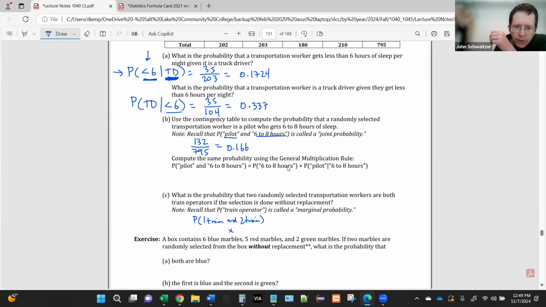So we know that that's a multiplication. It's the probability the first is a train operator times the probability the second is a train operator. But notice we didn't put that first person back in after we selected them, right? So we have to change that a little bit. It's now going to be the probability the second one is a train operator given that the first one was a train operator. So it becomes a conditional probability there because of dependence. We have to stop there. So we'll pick back up with this one next time.